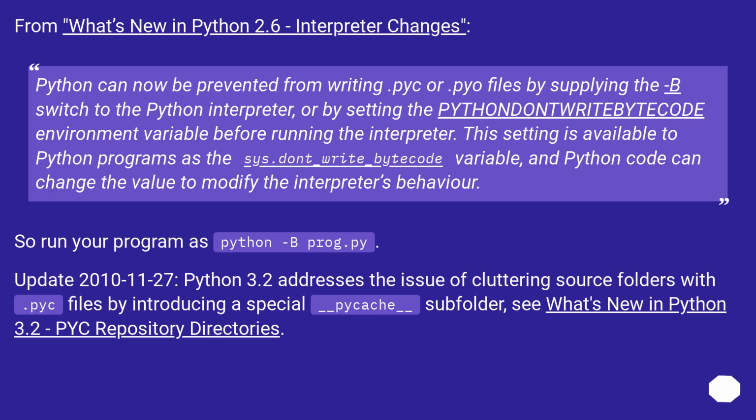Update November 27, 2010: Python 3.2 addresses the issue of cluttering source folders with .pyc files by introducing a special __pycache__ subfolder. See What's New in Python 3.2, PYC repository directories.